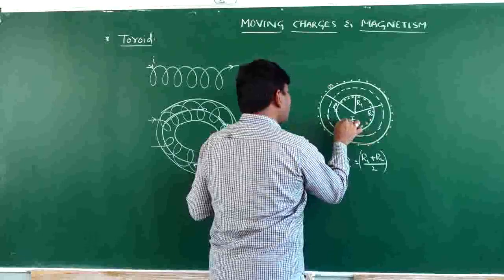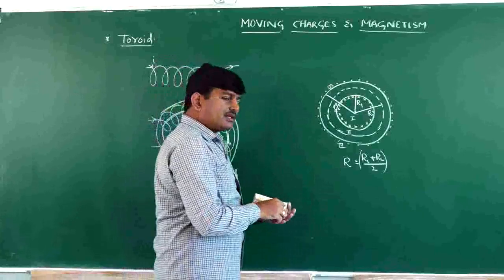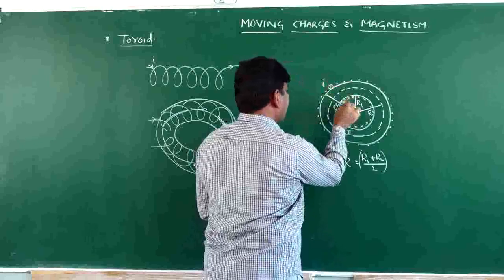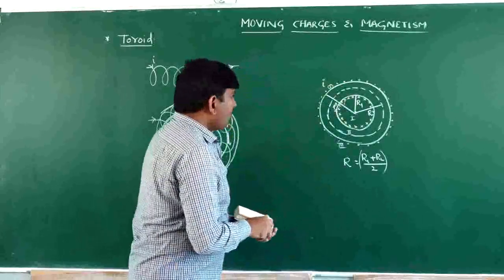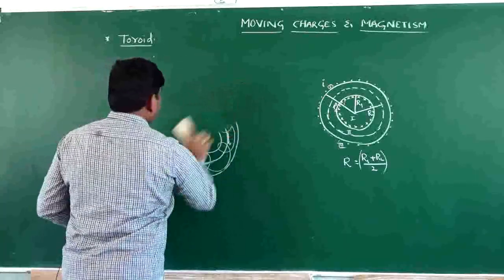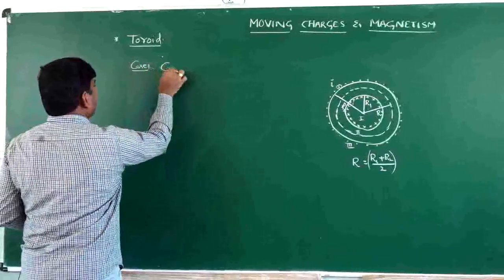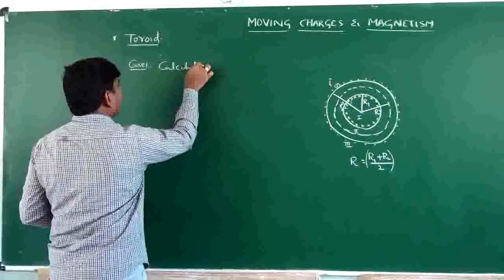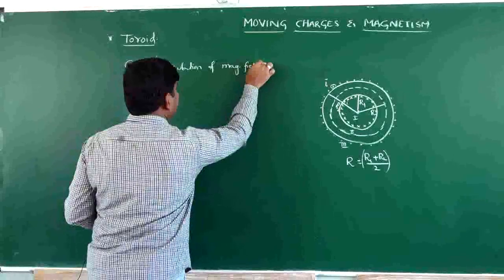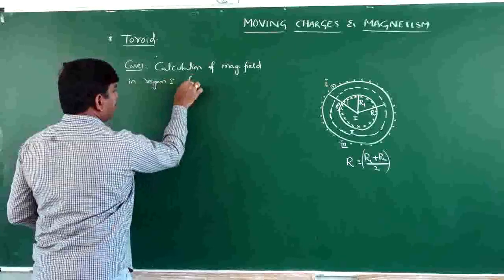So, here the physical quantity which is represented with dots and intos is nothing but the current. Let me take it as I. Here I current is coming out, here I current is entering. Now, what do I want to calculate here? First, I want to calculate the magnetic field in region 1, case 1: calculation of magnetic field in region 1 of the toroid.